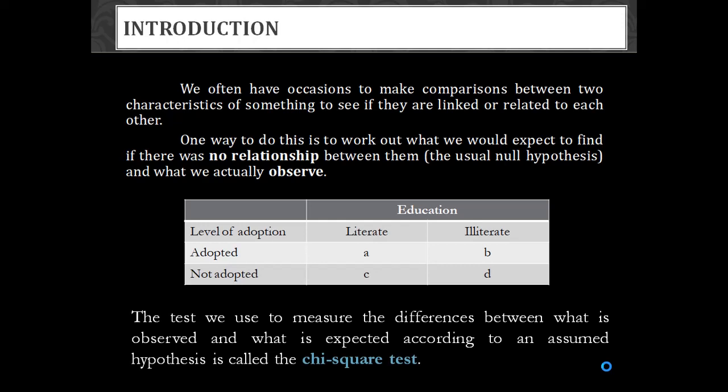of the qualitative parameters. The example which you can see has two parameters: education and its level of adoption, whether they have adopted or not adopted, and there are two other groups, literate and illiterate. Now these are the frequencies A, B, C and D.